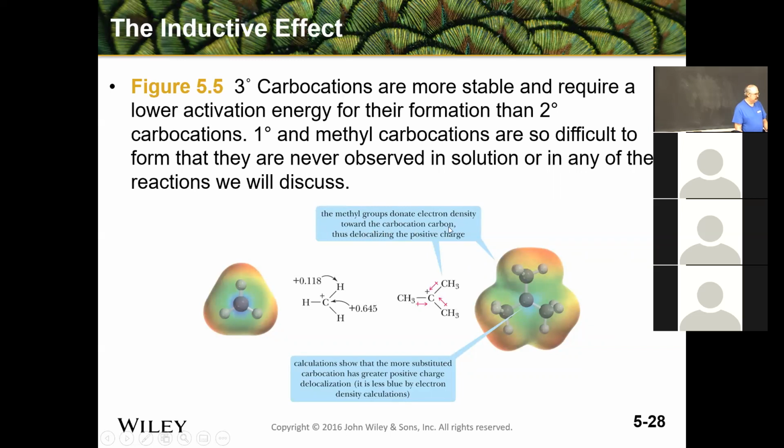The methyl groups donate electron density toward the carbocation carbon, which delocalizes the positive charge. Calculations show that the more substituted carbocation has a greater positive charge delocalization.